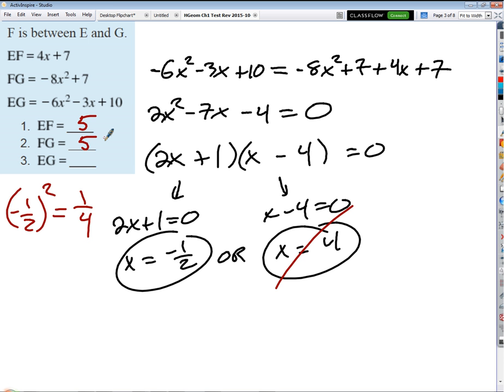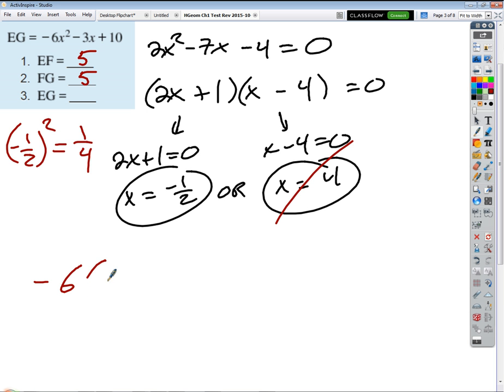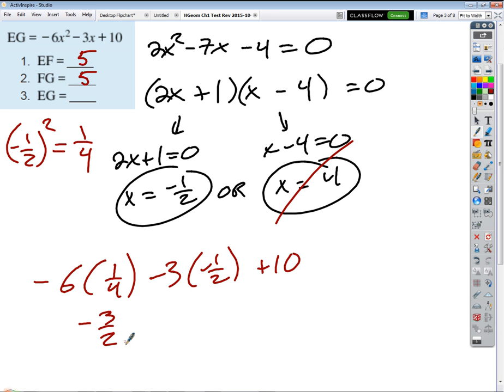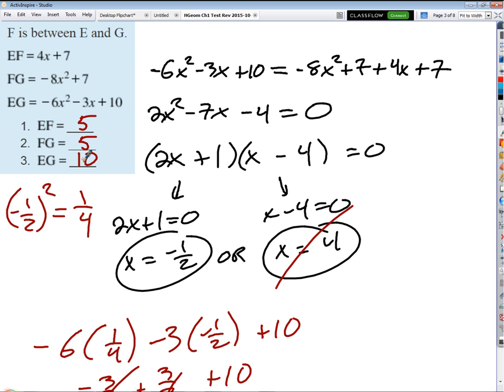And let's just make sure that the last one works. -6 times x squared, well that's going to give us, let me scoot down a little bit, -6 times 1/4 minus 3 times x is -1/2, right? Plus 10. What's -6 times 1/4? Which is the same as -3/2. Good, so we get -3/2. What's -3 times -1/2? Plus 3/2. Good, plus 3/2 plus 10. Those cancel, so I just get 10. Right? And it works. Make sense?